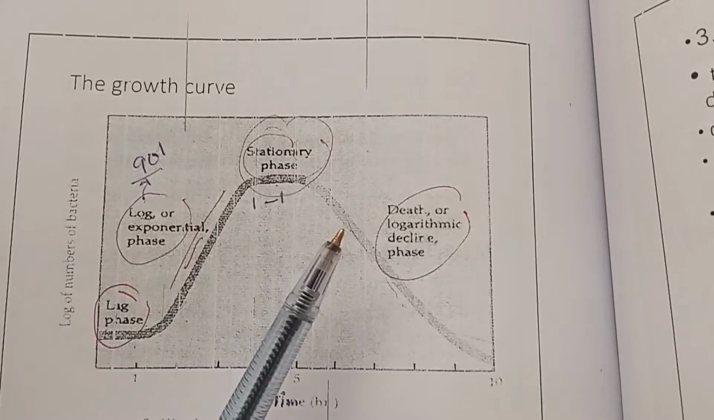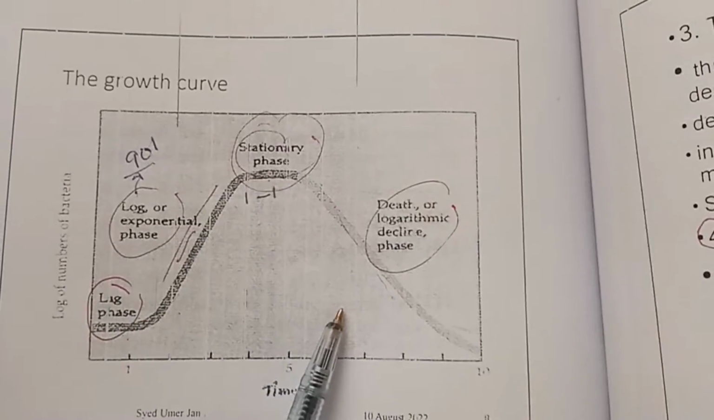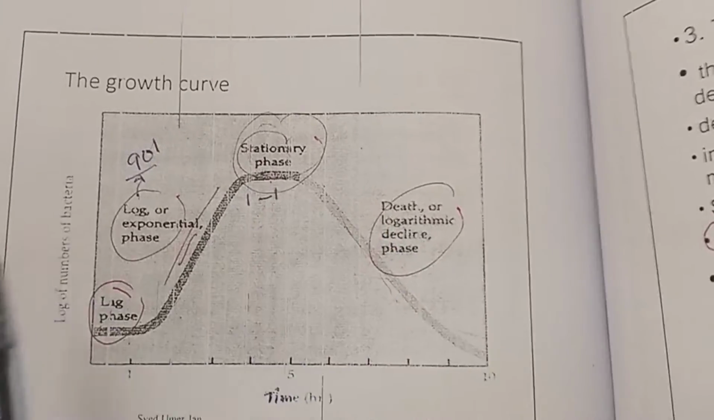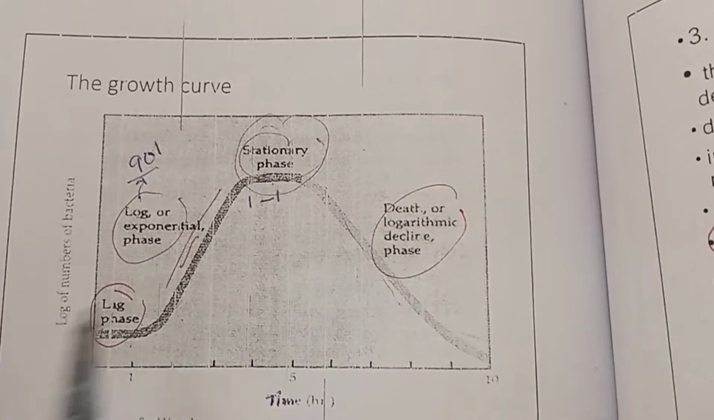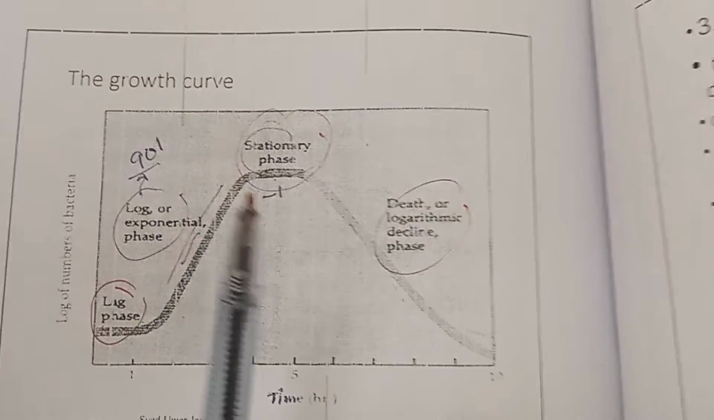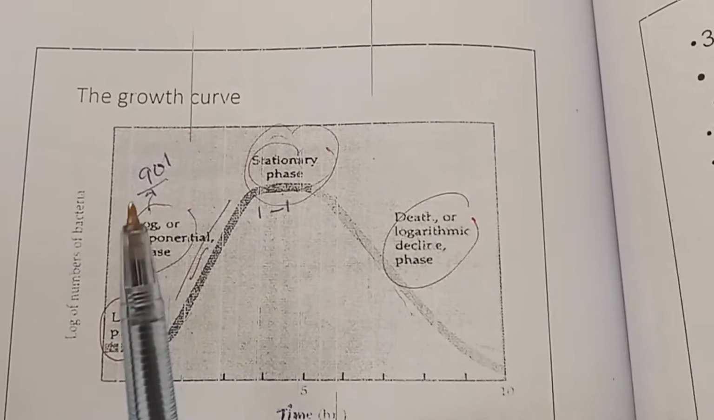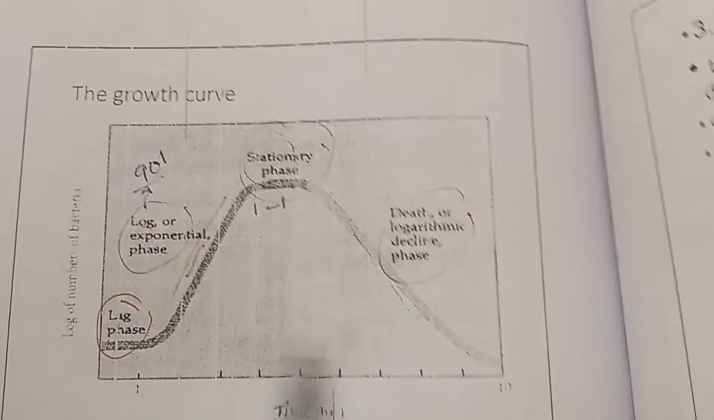So how will you tell the definition? Simple. Graphical representation. Graphical representation of what? Of bacteria with respect to time. This is the simplest, easiest definition. Okay, I hope you got it. Now, what do we actually study in this graphical representation?